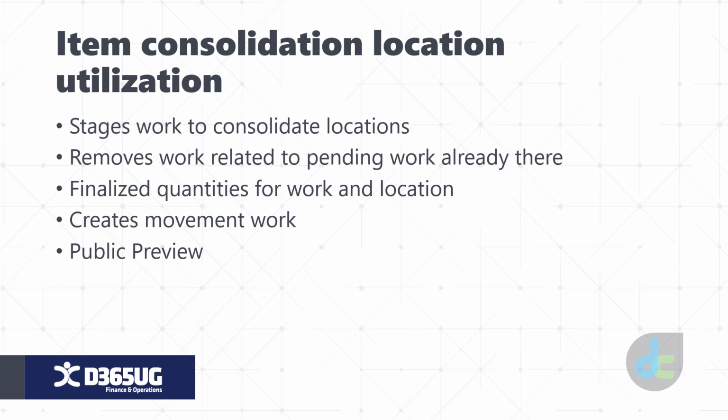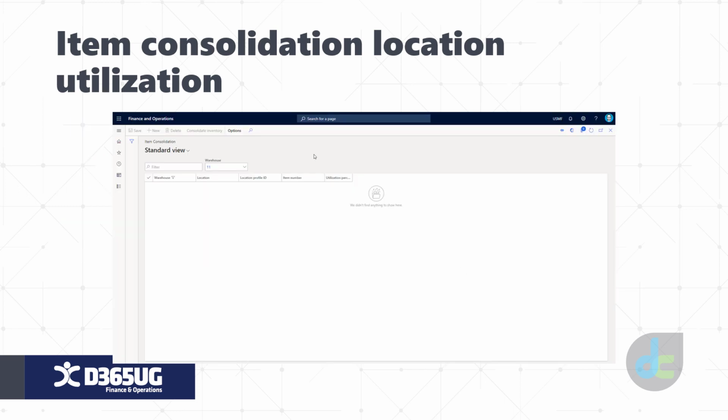And how this works is when you execute this process, it stages work to consolidate locations, removes any work related to pending work that's already in process, finalizes the quantities for the work and location, and then creates movement work to move all of those items from wherever they currently are and put them to the item consolidation location. And this is currently in public preview.